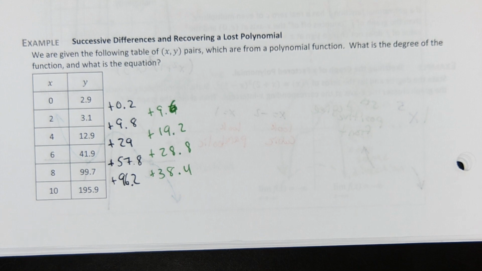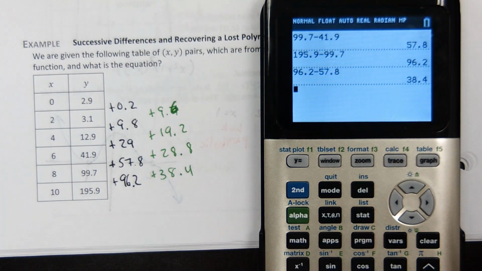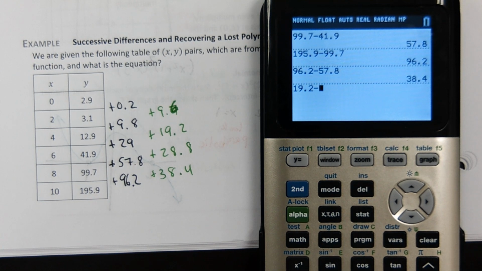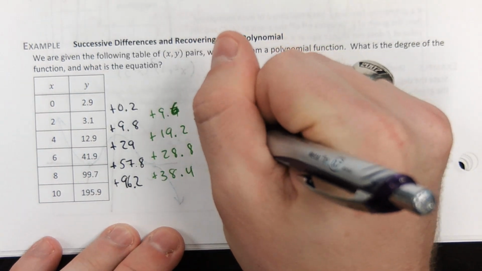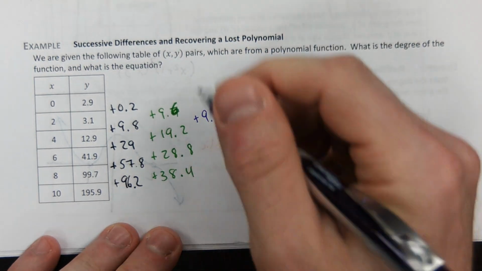Go to third differences. 19.2 minus 9.6 is 9.6. And if you add 9.6, oh my goodness.